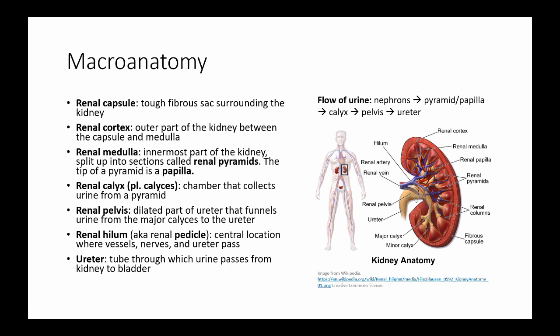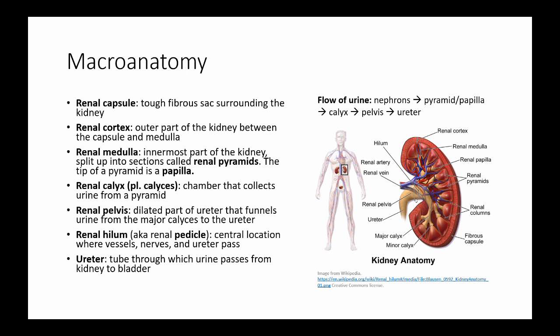The renal calyx, plural calyces, is a chamber that collects urine from a pyramid. The renal pelvis is a dilated part of the ureter, which you can see here in the drawing, that funnels urine from the major calyces to the ureter. The renal hilum, also known as the renal pedicle, is the central location where the ureter as well as blood vessels and nerves pass through.